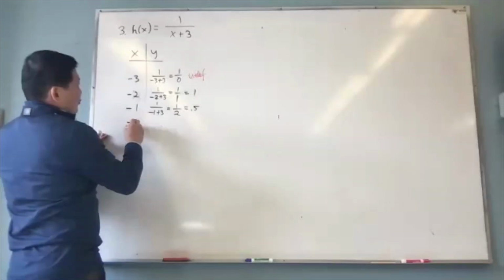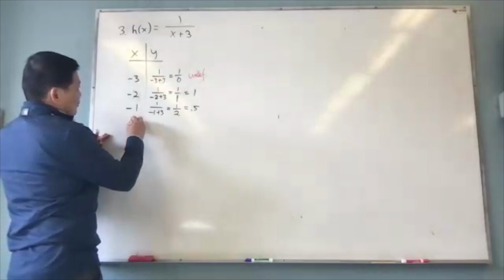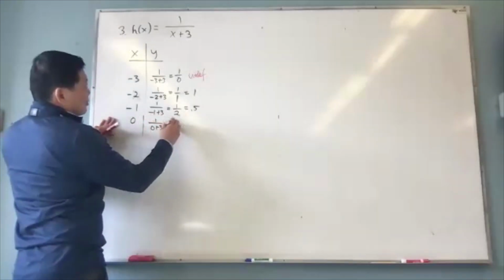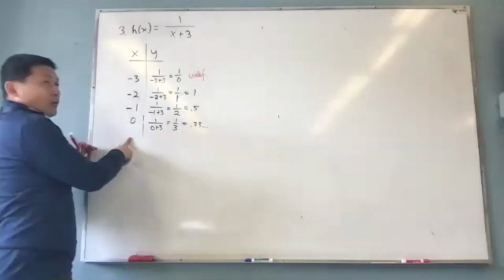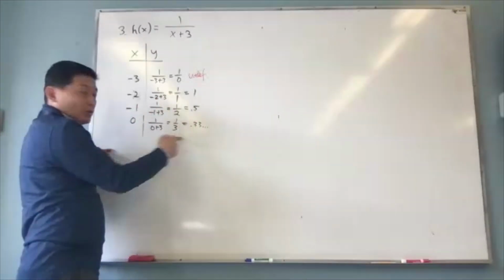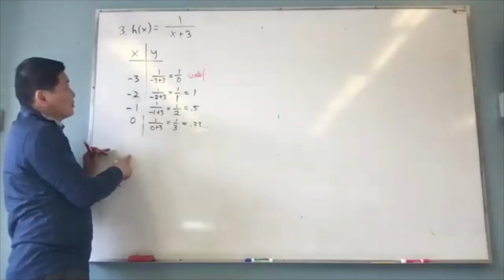And then negative 2. And then if I put 0, I end up with 1 over 0 plus 3, which is 1/3, which is 0.33... I notice a pattern. This is getting smaller and smaller. So that means I don't really need to go further, right?